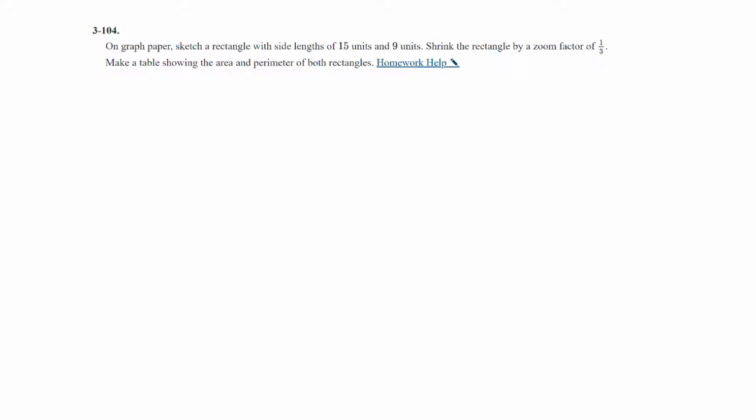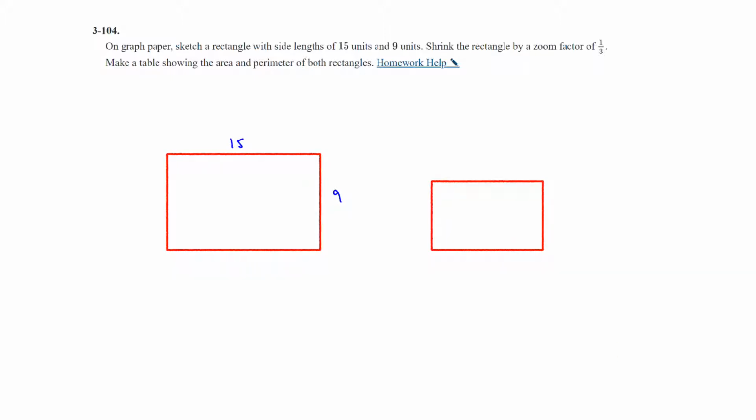When I make the rectangle, I'm just going to label what those sides are. The longer side, we'll put 15, and the smaller side is 9. And then we're going to shrink the rectangle by a zoom factor of 1/3. So we'll draw another rectangle, a little bit smaller. Since it's a zoom factor of 1/3, that means the side lengths are 1/3 of what they were. So you can multiply 15 by 1/3 and 9 by 1/3, and that'd give you 5 and 3. And then it wants us to make a table showing the area and perimeter of both rectangles.